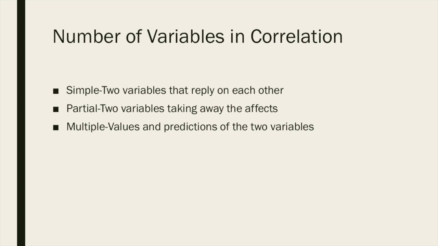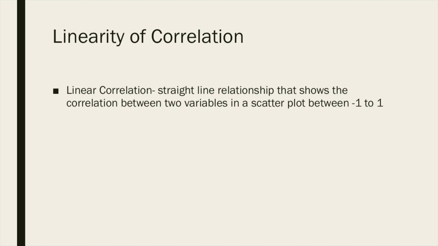Number of variables in correlation. So simple correlation is two variables that can rely on each other. Partial is two variables taking away the effects, and multiple are various of different variables which have different values and predictions. So linear correlation is a straight line relationship that follows up the graph, and it shows the correlation between two variables, usually shown in a scatter plot between -1 and 1.